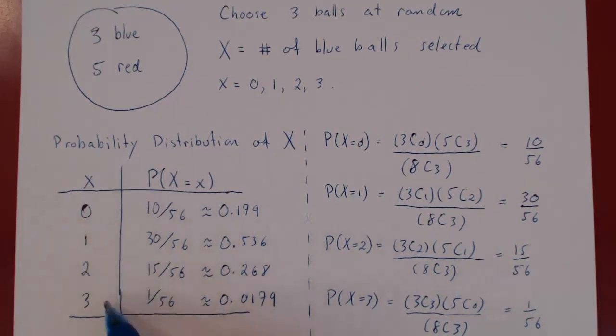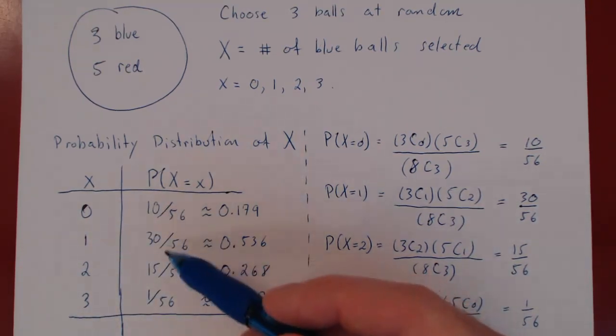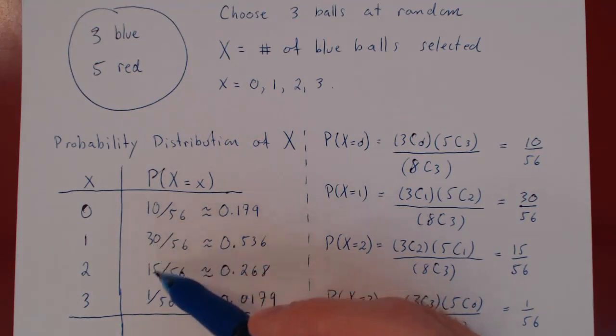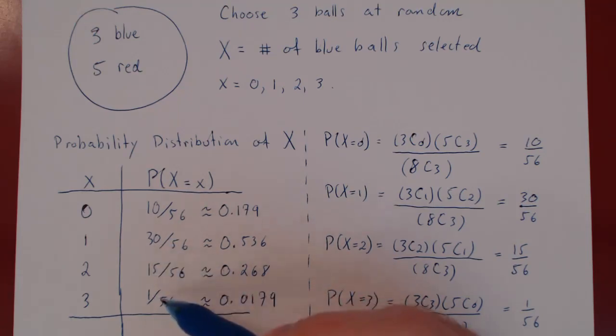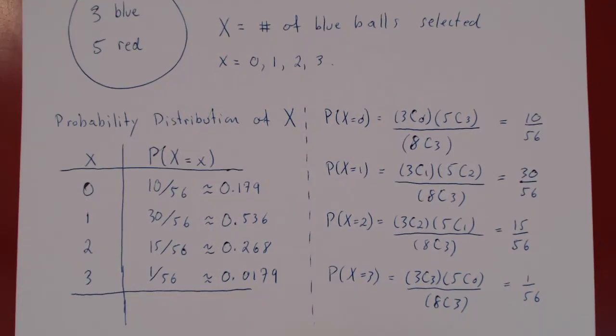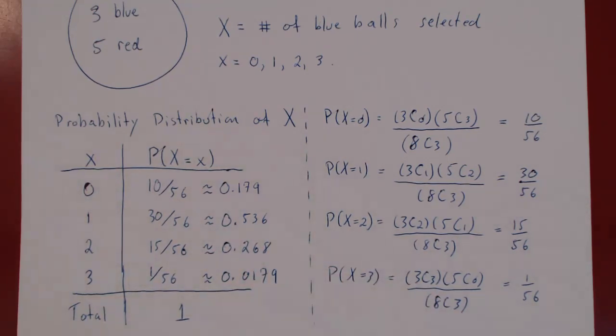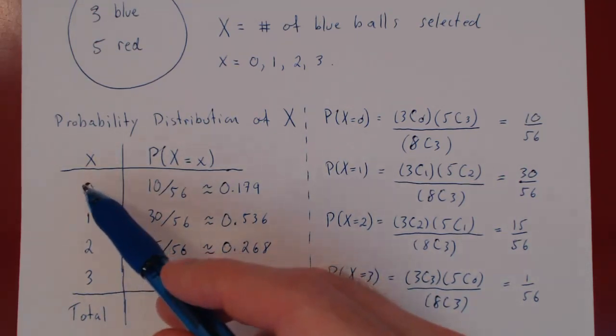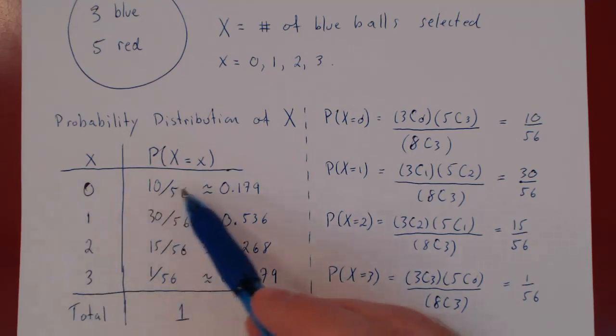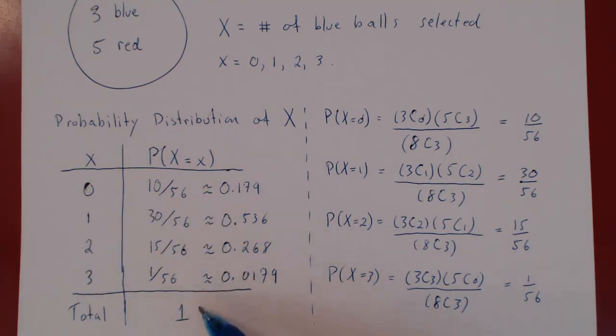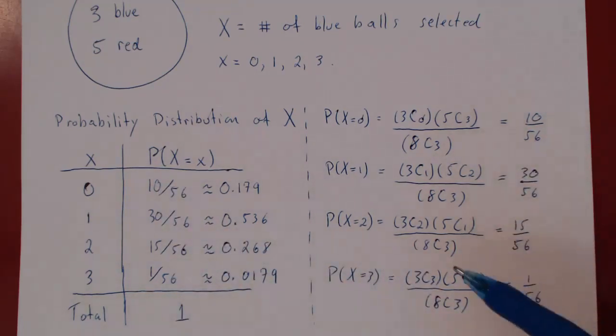For each of its possible values, we have the corresponding probability. And if you notice, if you add all these up, you get 10 plus 30, 40, plus 15, 55, sorry, plus 1, 56. 56 out of 56. So the total is equal to 1. So when you build your probability distribution, since you will consider all possible values of x, when you add the probability of each case, it has to add up to 1 because you're adding over all possibilities. If it doesn't happen to add up to 1, you've made a mistake somewhere, so double check your work.